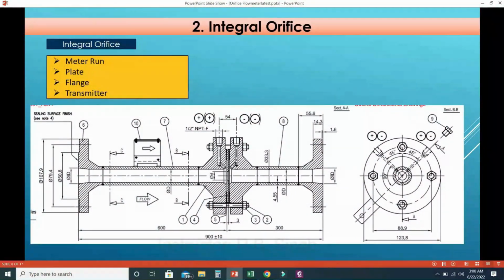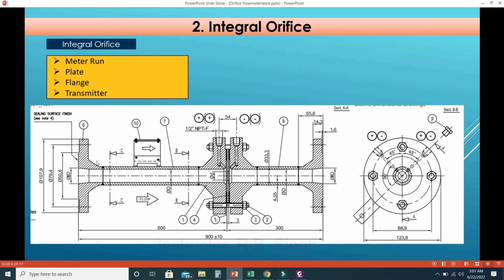Integral orifice meter. We have seen that for pipe sizes less than 2 inches we prefer the integral orifice plate assembly, because smaller sizes will have a smaller DP value. To measure the accurate DP value we require corner tapping, and this can be done with a meter run assembly. It is called an integral orifice plate.